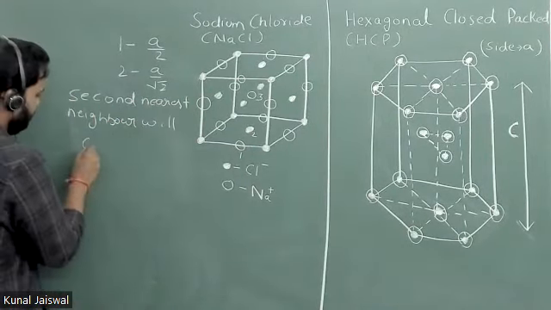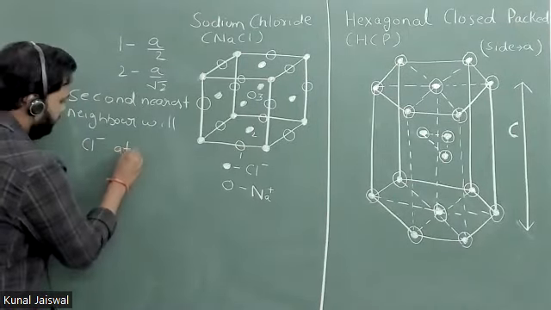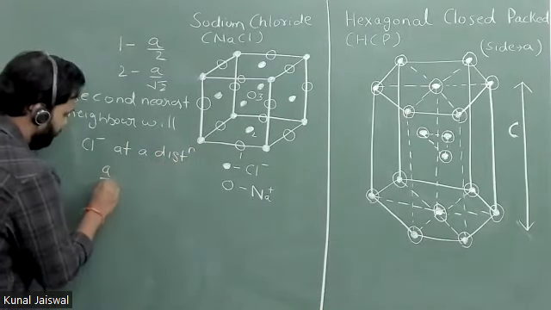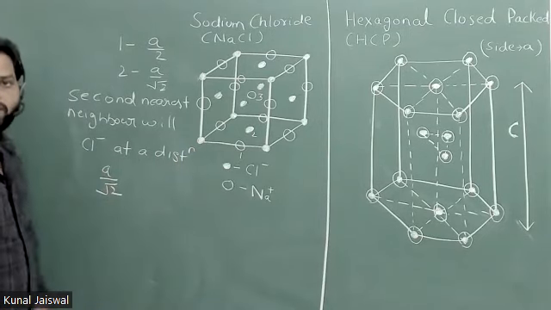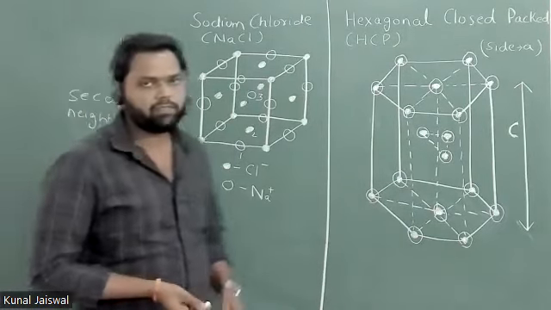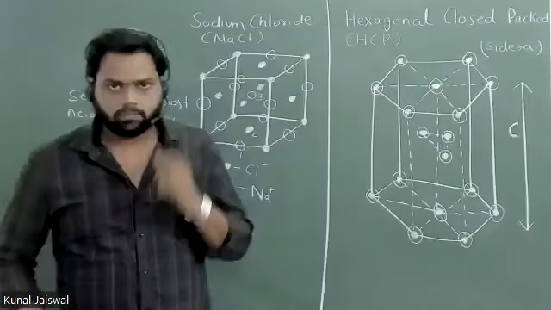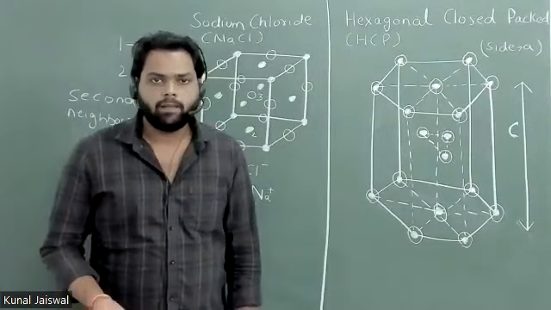will be Cl minus ions at a distance a by root 2. And how many Cl minus will there be as second nearest? 6? Yes, 12, sir. 12.